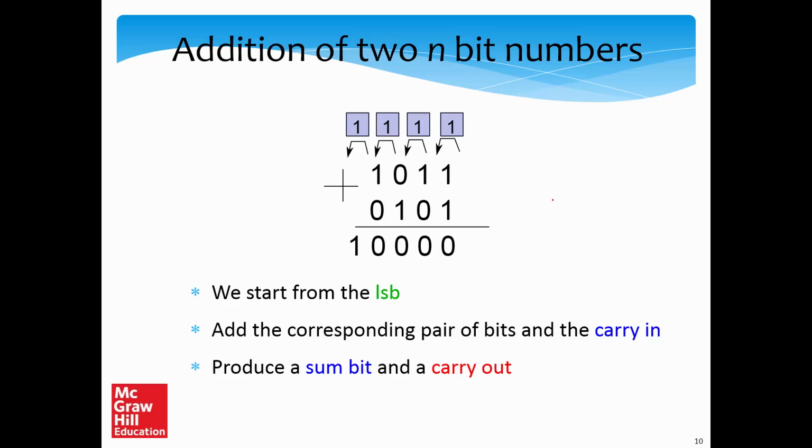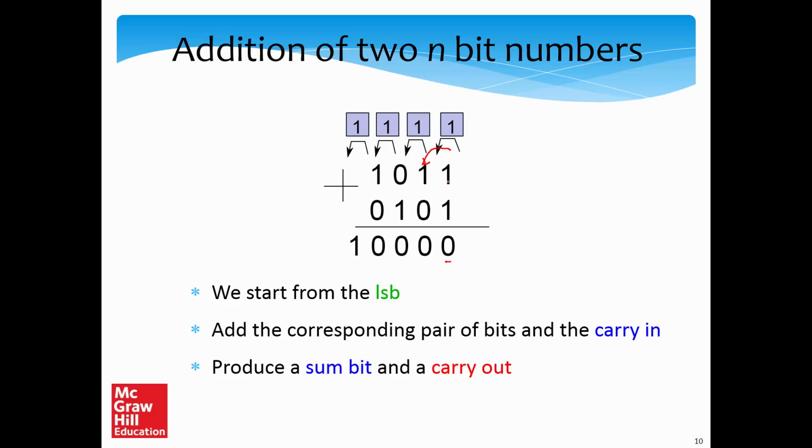Let us consider the addition of two n-bit numbers. These are two n-bit binary numbers. The way we add them is exactly the same way as we add base 10 numbers. We start from the right and move towards the left. So we first add the first pair of numbers, which is 1 and 1. 1 plus 1 is 1, 0. So we have 0 as the sum bit, and we carry over 1 to the next position.